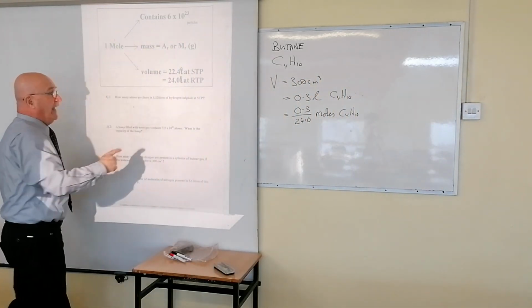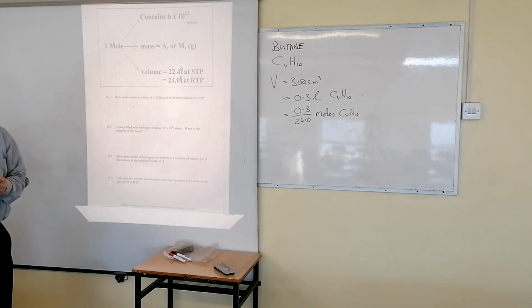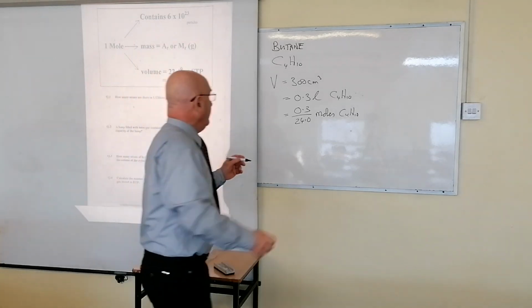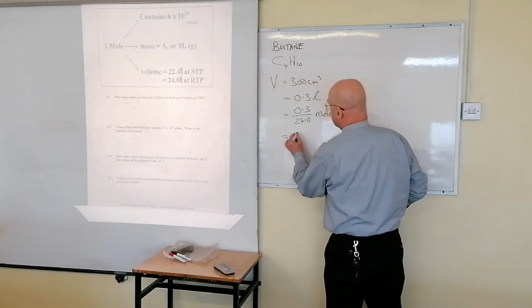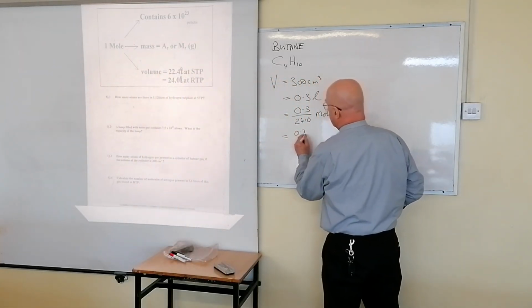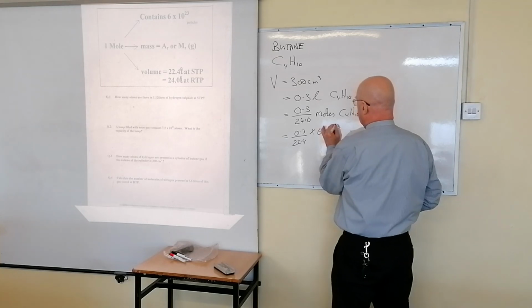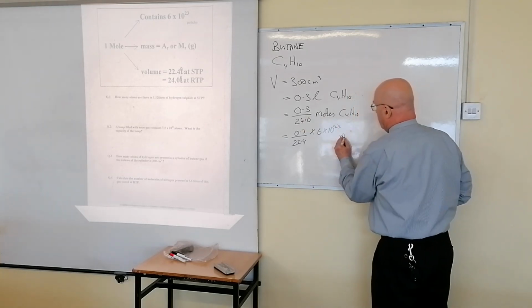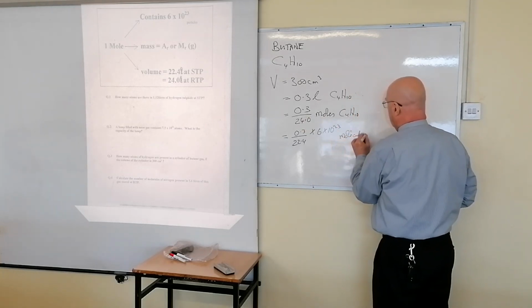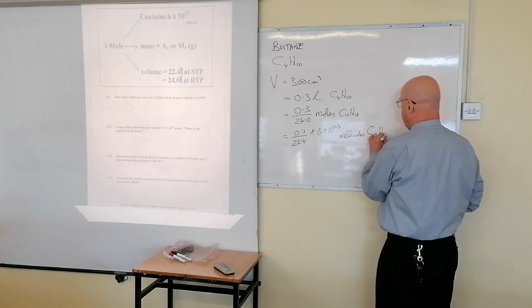You evaluate that, and now you get the molecules by multiplying by Avogadro's number. Are you okay with that? That's all that you would need, okay? And that's equal to, in this case, 0.3 divided by 22.4 and multiplied by 6 by 10 to the power of 23. And please remember that is molecules of C4H10.